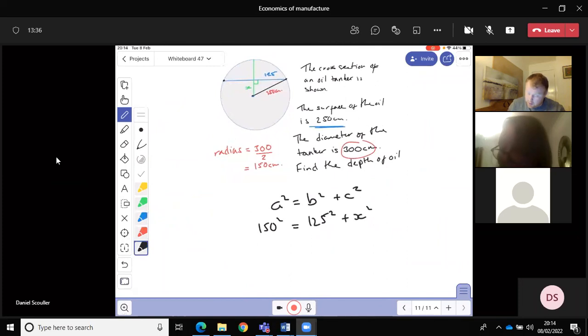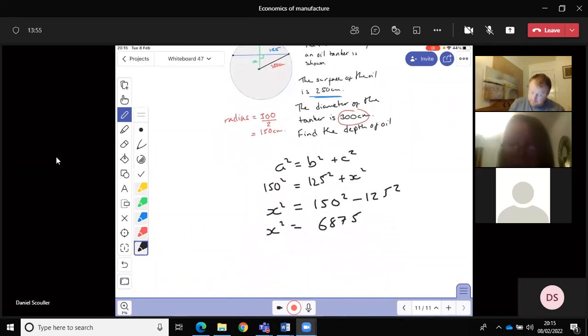So if I'm wanting to find that height, that missing side, rearrange that, which is 6,875. So x is 82.92 centimeters.